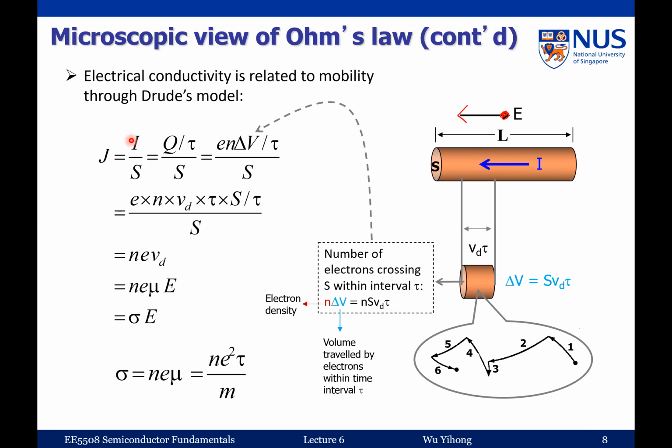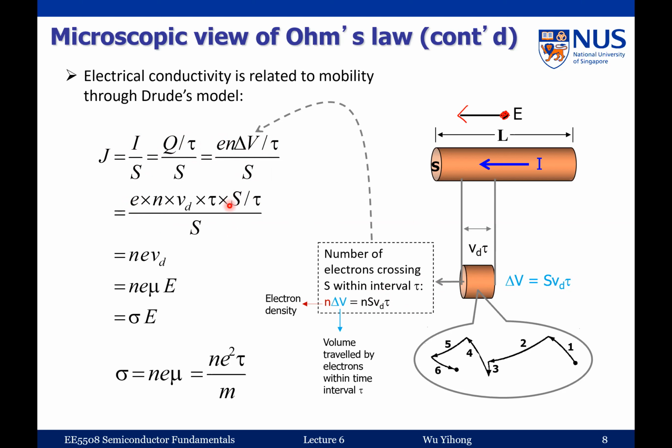So current density is basically current divided by cross section area. And the current basically is the number of charges passing through that cross section area within time tau, divided by tau, right? Now we substitute this one in here, and then divided by tau, and there's S here. So now we just put in this delta V. So delta V is this one, and put everything here.